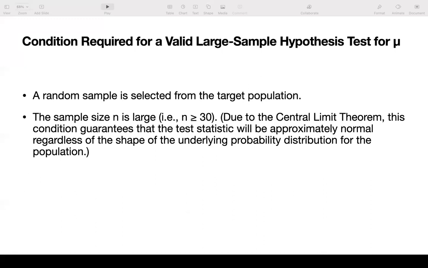Firstly, we have to have a random sample that is selected from a target population. And also the sample size n is large, that is n is larger or equal to 30. This is due to the central limit theorem. This condition guarantees that the test statistic will be approximately normal, regardless of the shape of the underlying probability distribution.